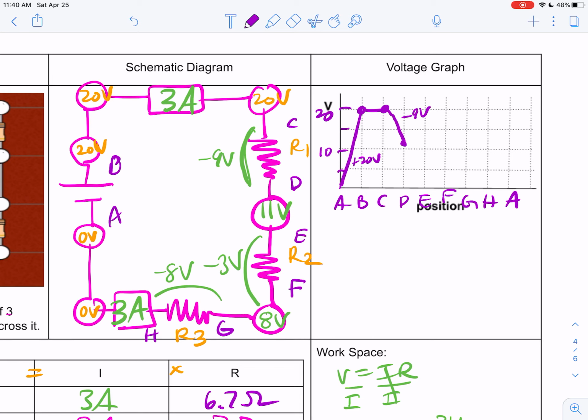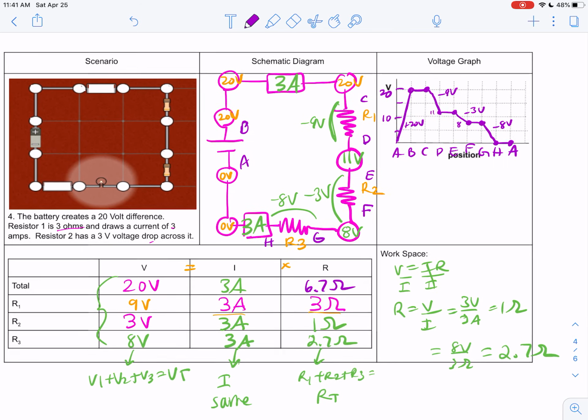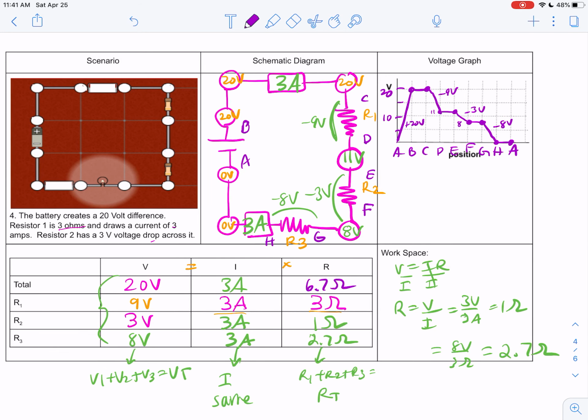Minus 9. This should be at 11. Then another flat part as I cross the wire. My next voltage circle is going to be at 8, because I've lost 3. So minus 3 volts puts it at 8. And then another wire, F to G. Then my last drop here around the third resistor is going to be an 8 volt drop. That should get me back to 0 always. And then back to the battery. All right, so there is the solution for number 4.